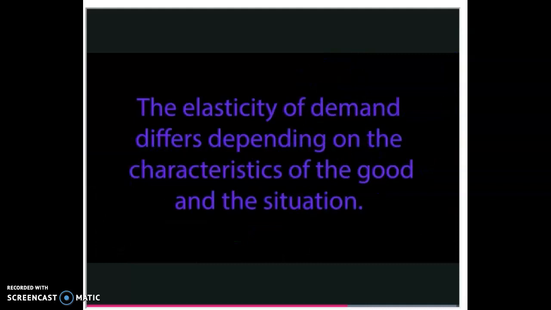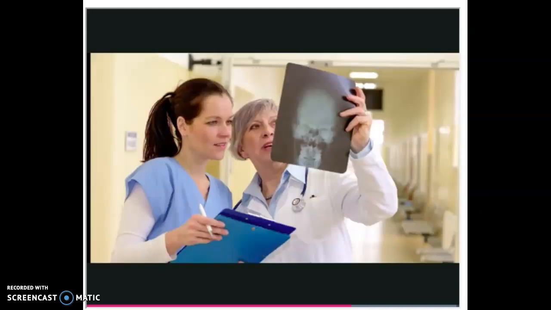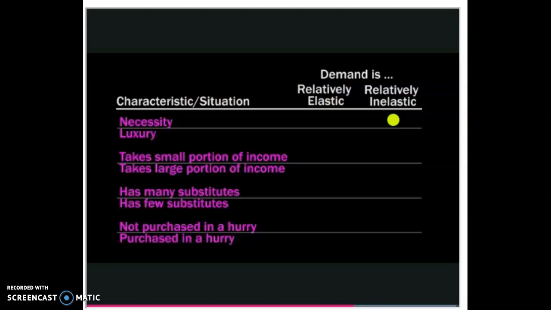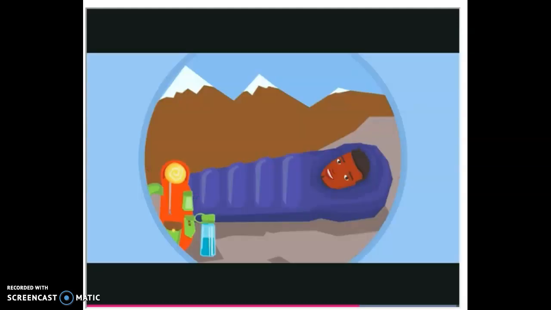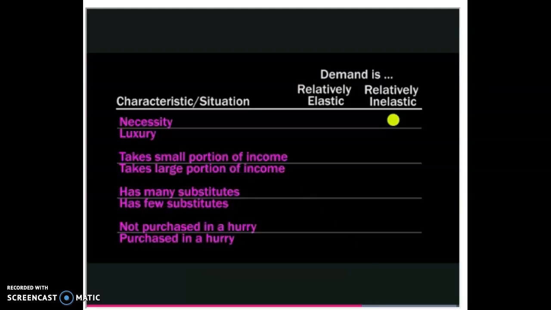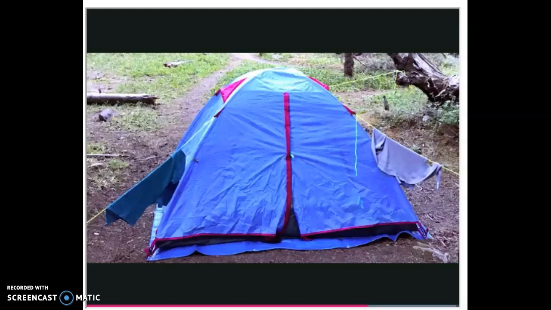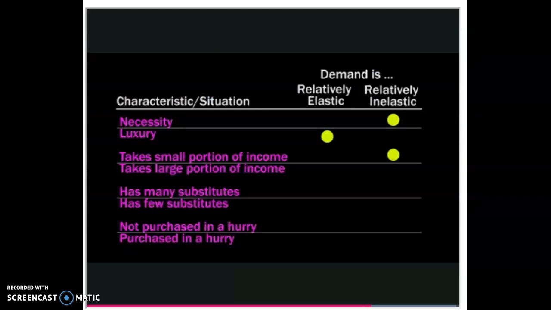The elasticity of demand differs depending on the good and the situation. Necessities such as medical care have relatively inelastic demand because if you need something, a price increase is less likely to deter you from buying it. Luxury goods such as fancy down sleeping bags have relatively elastic demand because people don't need them and can forego them if the price rises too much. Goods that take a small portion of your income, such as campsites, have relatively inelastic demand because a price change for something that inexpensive doesn't matter much to you.